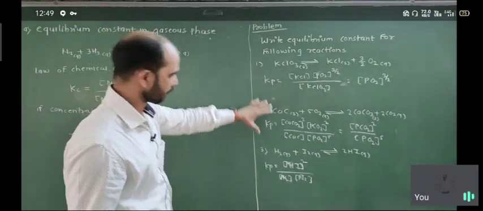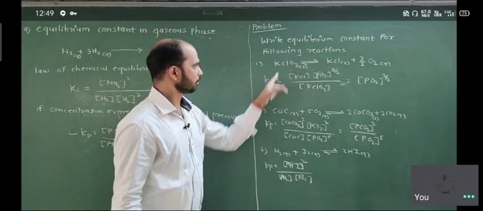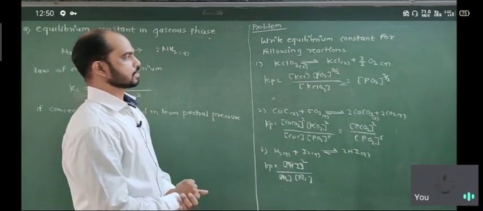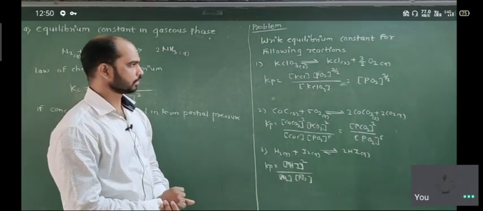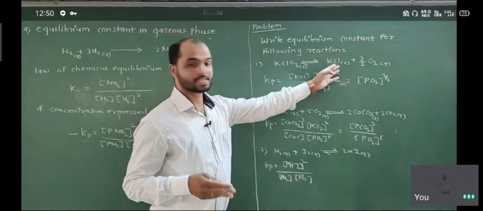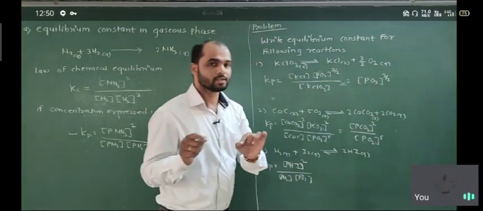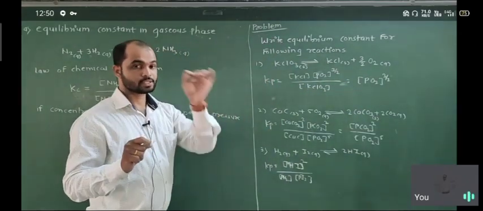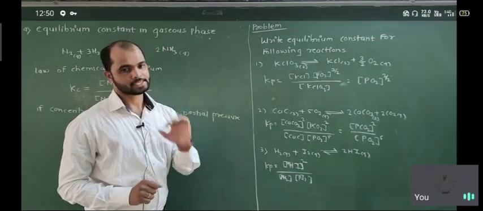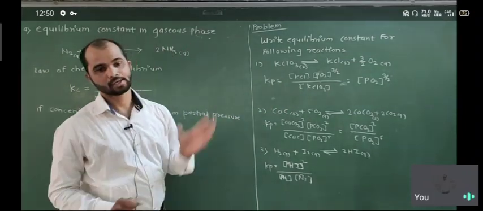So three reactions are given to you. Write the equilibrium constant for the following reactions. The first reaction is KClO3, which converts into KCl plus 3 by 2 O2, right? Here KClO3 is in the solid state, KCl is again solid, and O2 is the gas. If we consider Kp, it is only related to the species which are in a gaseous state. So first of all we write the equilibrium constant according to the law of chemical equilibrium.